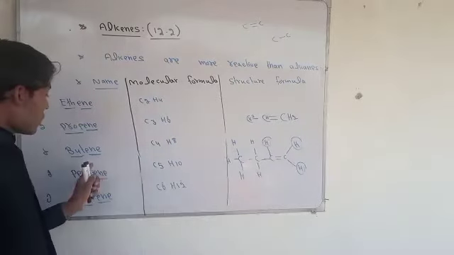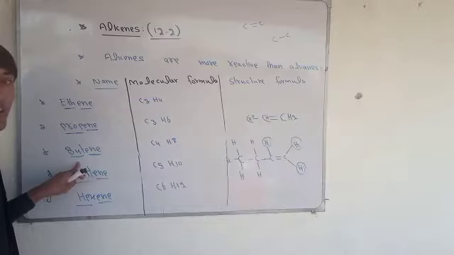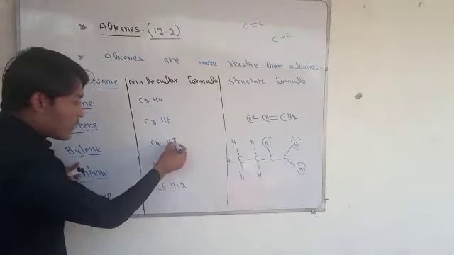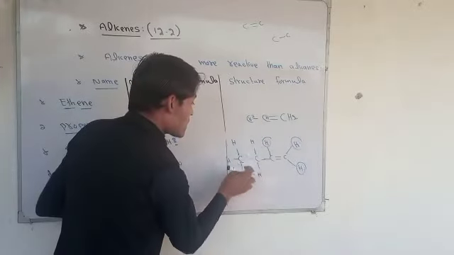So this is basically called what? This is called 4 carbon, and 4 carbon we call butene. And how many hydrogens do we have? That is basically 8. Let's count it. 1, 2, 3, 4, 5, 6, 7, 8.